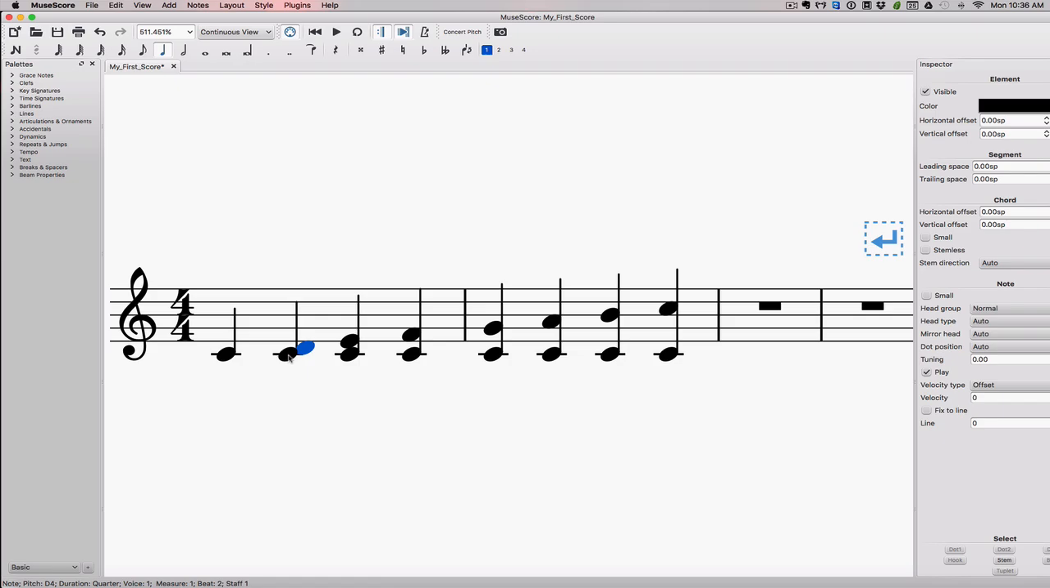Interval class 3 is a minor third and a major sixth. So not that, because that's a major third. But here's a major sixth, which would invert to a minor third. So this is interval class 3, and this is considered an imperfect consonance. Interval class 4, major thirds and minor sixths. So here's a major third, and if we inverted it, it's a minor sixth. This would be interval class 4, and it is also an imperfect consonance.